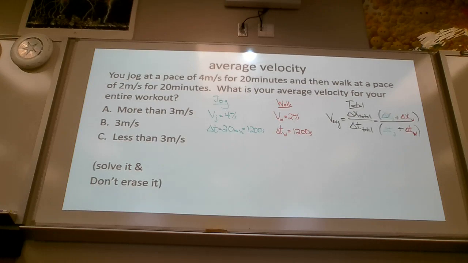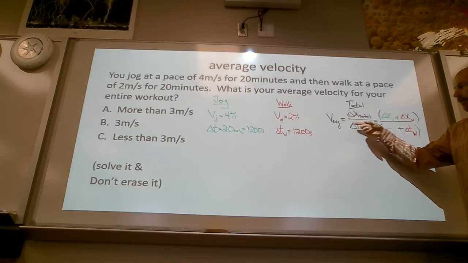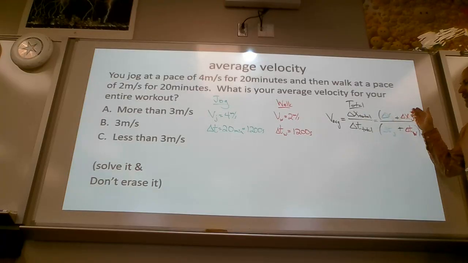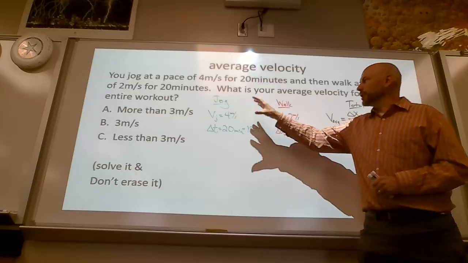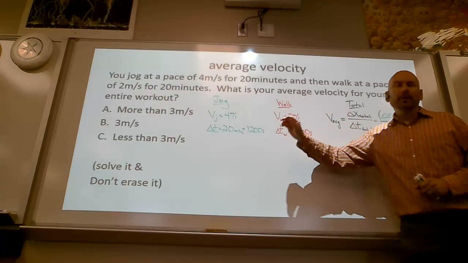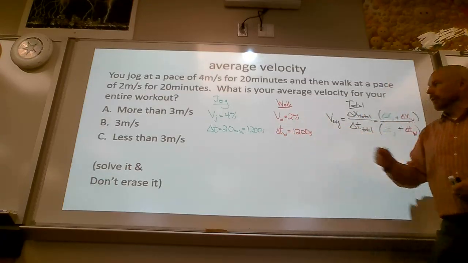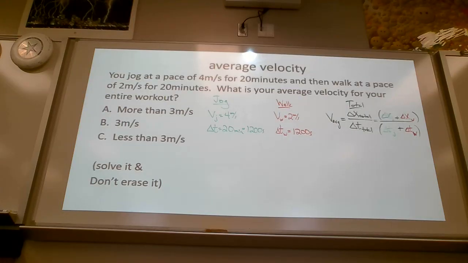So I don't want you to get freaked out by the alphabet soup. Okay? Average velocity, total displacement over total time. Where we're going to find that? Well, that's just how far you traveled when jogging plus how far you went walking. Over the total time, well, that's how long you went jogging and how much time it took for your walking. Are we seeing that? Okay.